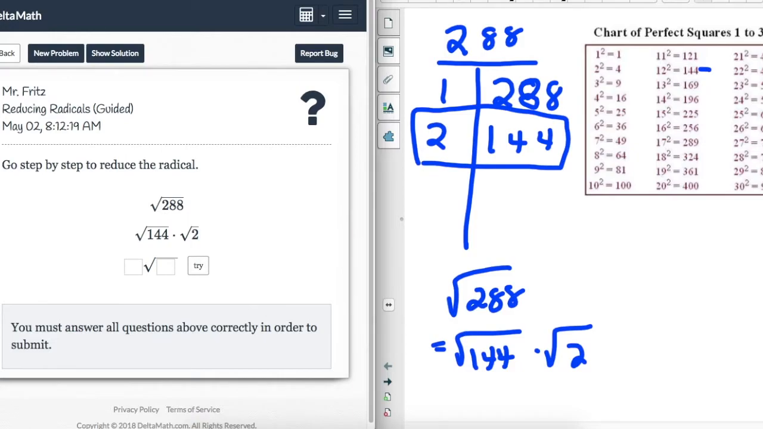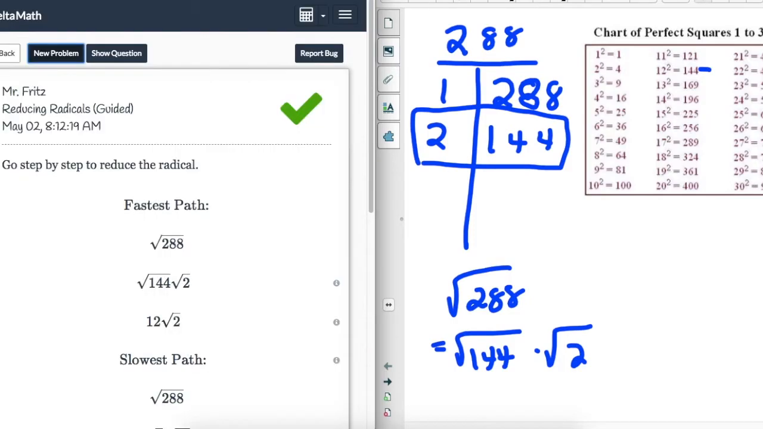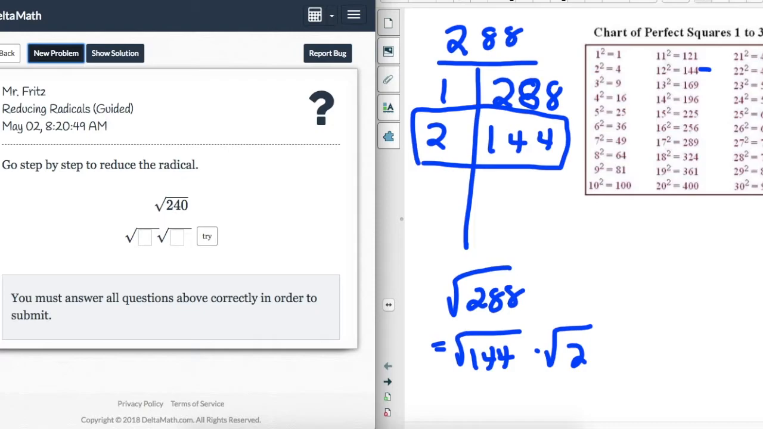At this point, you'll notice here that now I have simplified that perfect square radical, and then I have something still in the radical. That 144 does reduce down to the square root of 144, and that's 12. And then the square root of 2 does not reduce, so that's just the square root of 2. So this is going to be 12 square root of 2. I submit my answer. Yes, and I got that green check mark. Let's do one more just to make sure we have this down pat here.